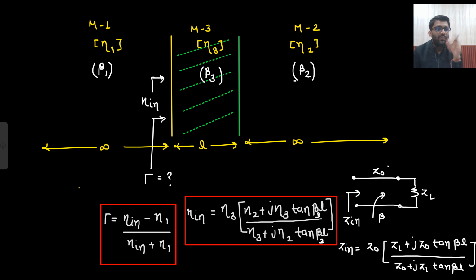So neta 3 into neta 2 plus j neta 3 tan beta L divided by neta 3 plus j neta 2 tan beta L. This formula you already remember. You start with Z naught, then you go to ZL, then again Z naught, then again Z naught, and then ZL. This is not that tough to remember. I hope you have remembered this formula. So now you are going to remember this formula as well. So let's see some special cases.